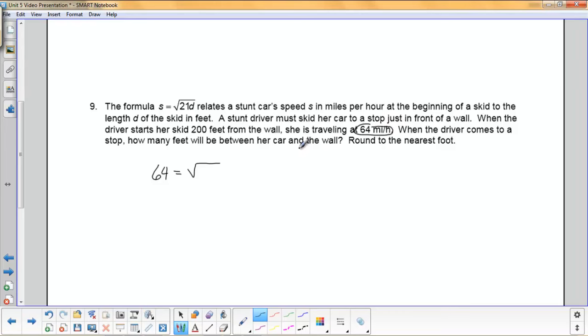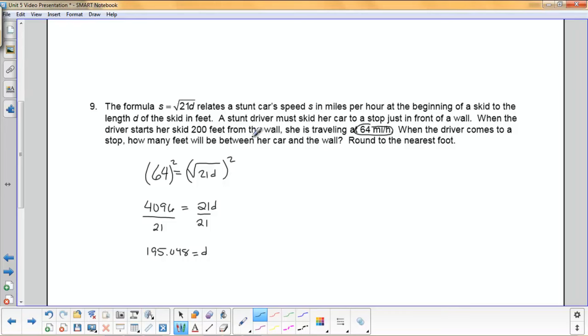Okay, so I'm going to go ahead and begin this by determining how far she'll be from the wall. So it's going to be 64 equals √(21D). I'm going to square both sides of the equation to get rid of that square root symbol. I'm going to end up with 4,096 equals 21D. Divide both sides by 21. And I'm going to get an approximate answer of 195.048.